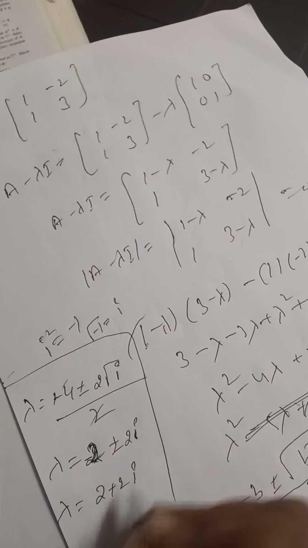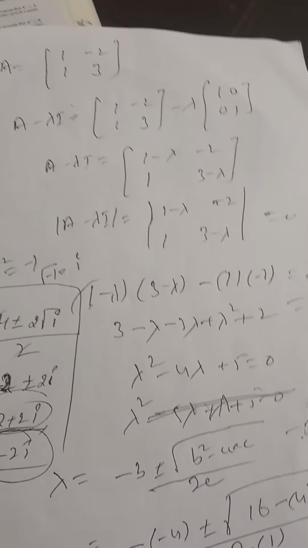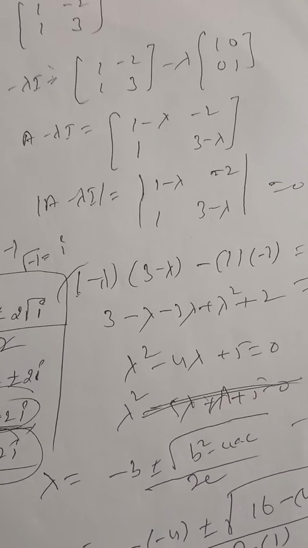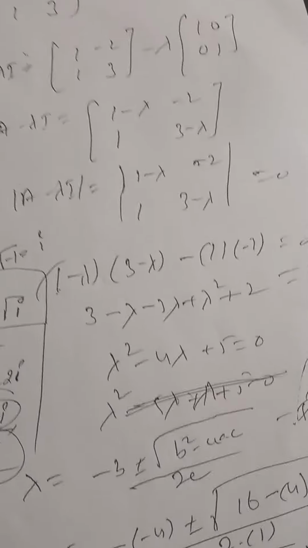Now, these are complex numbers. Therefore, the eigenvalues are complex eigenvalues. That's it. Now, how to find the eigenvectors? Same procedure, right?